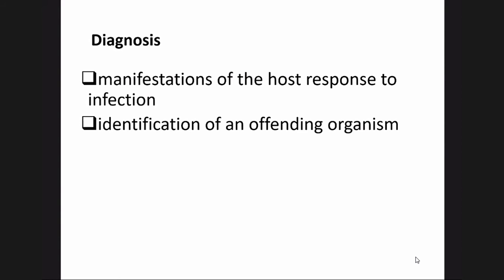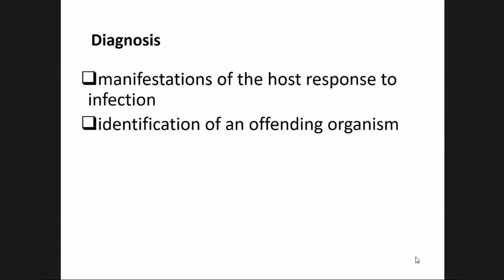For the diagnosis, we look for manifestation of the host response to infection and identification of an offending organism. So when we say shock, the terms sepsis, severe sepsis, and septic shock are used to quantify the magnitude of systemic inflammatory reaction.